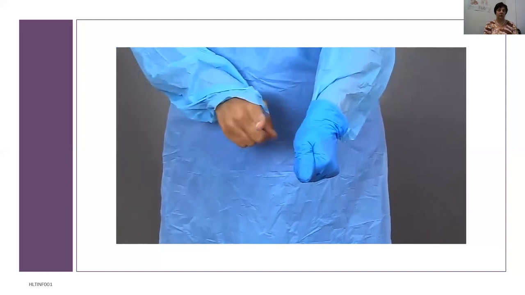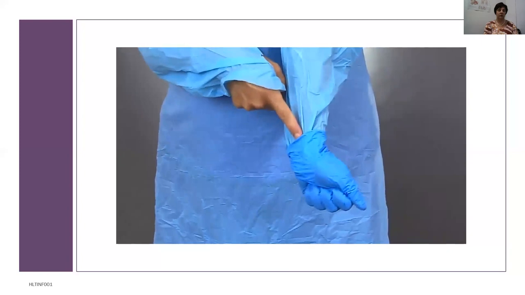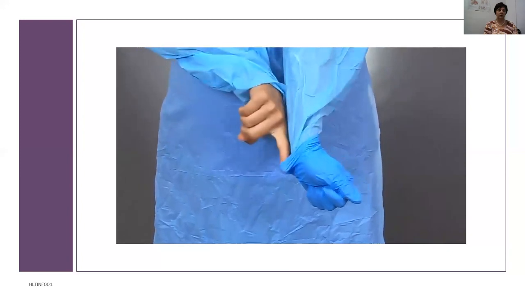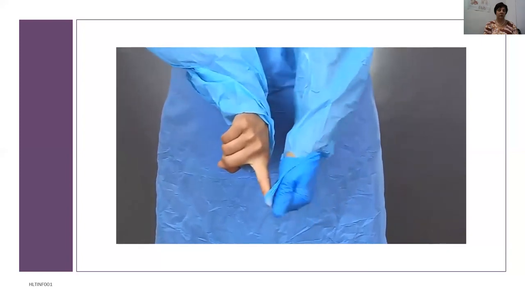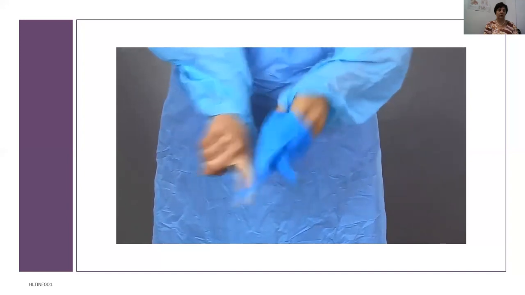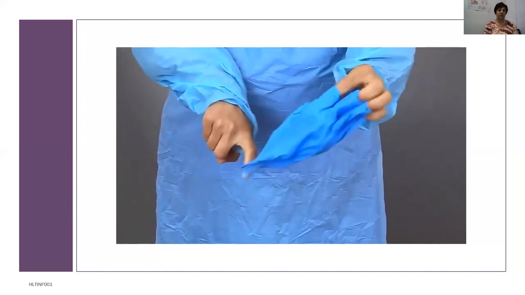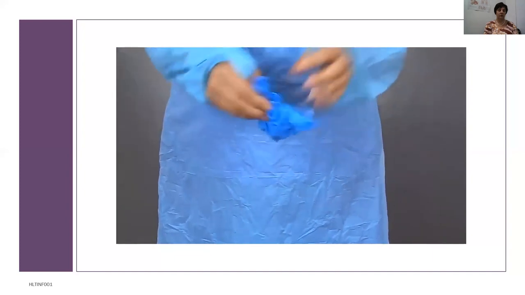Then take the index finger of the ungloved hand and slide it carefully under the cuff of the gloved hand and pull the glove off the hand by pushing the index finger forward against the glove. This will turn the glove inside out, disposing of the gloves.